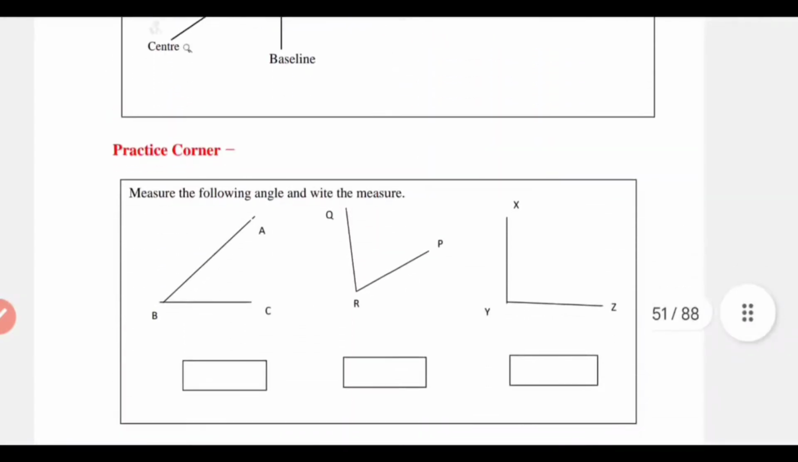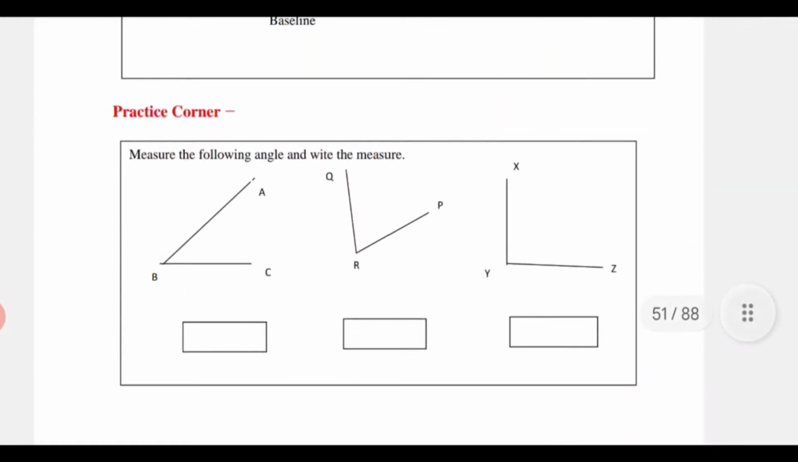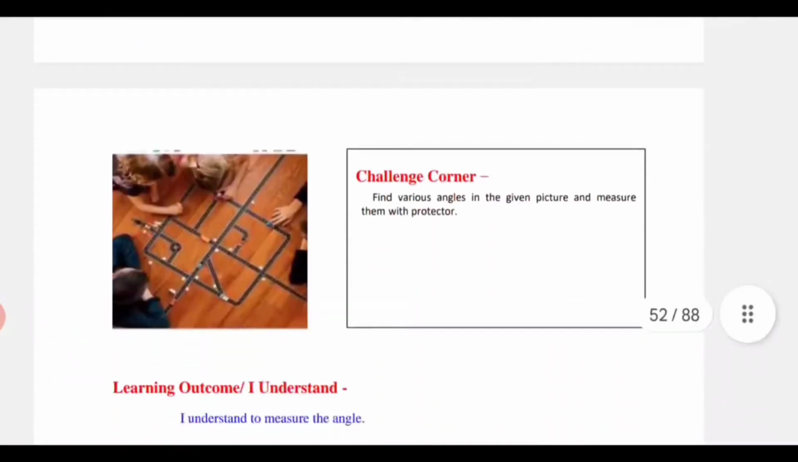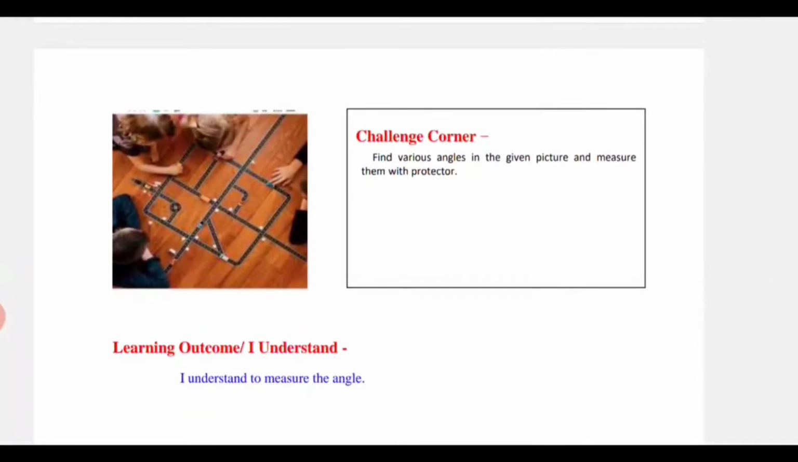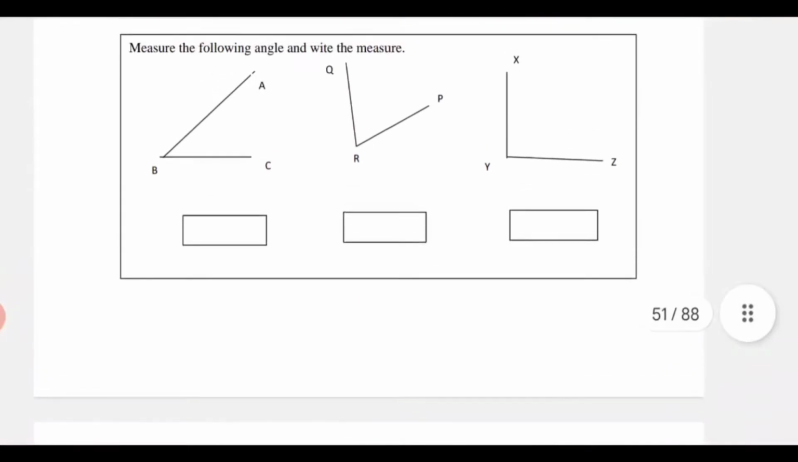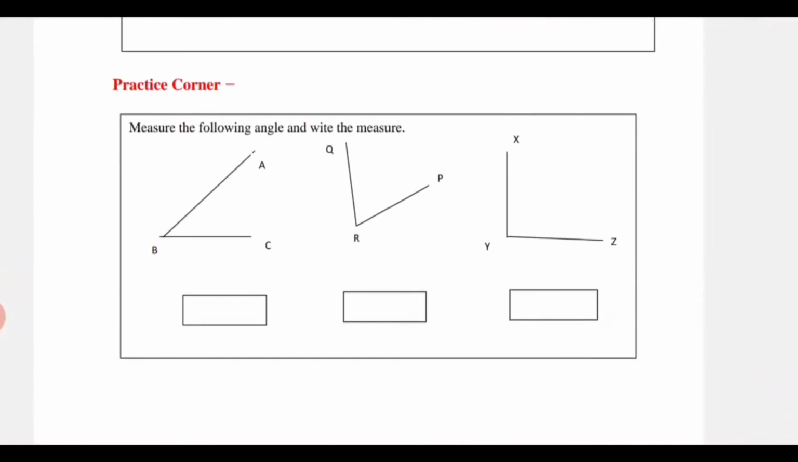So in practice corner we have been given these three angles and we have to use our protractor to measure them. After that we have been given this picture and we have to find the various angles in the given picture and measure them. So you can find various angles over here and measure them. If you want, you can take a printout of this picture and stick it in your notebook and then measure it. I will be showing you this practice corner question only.